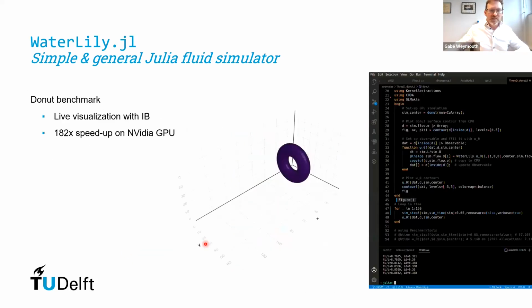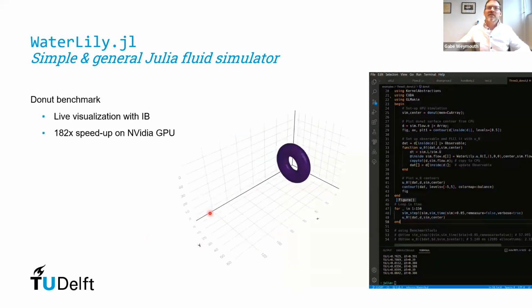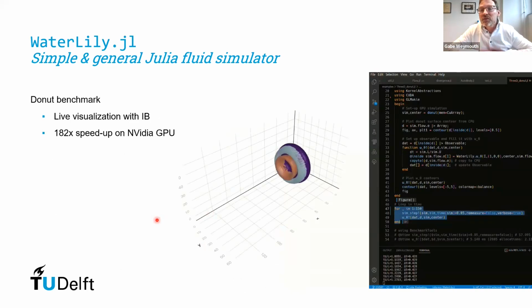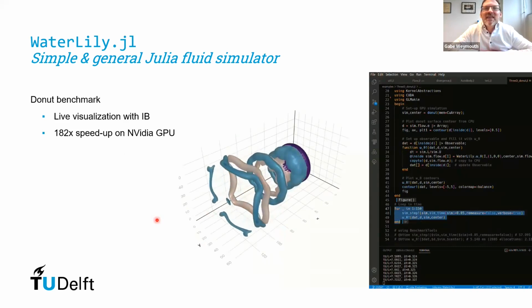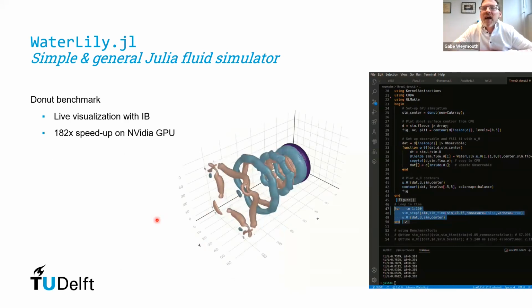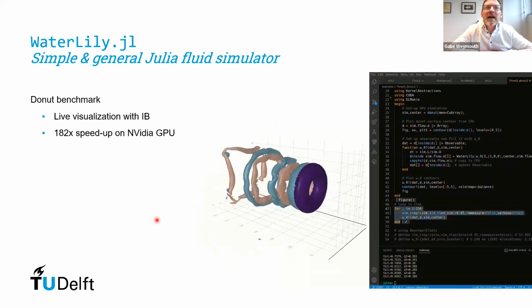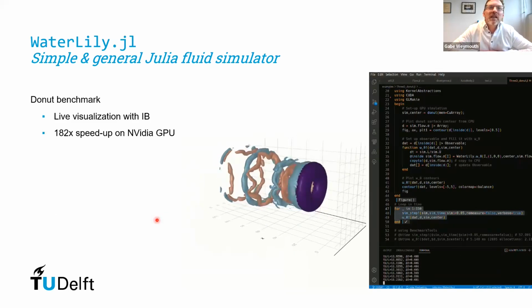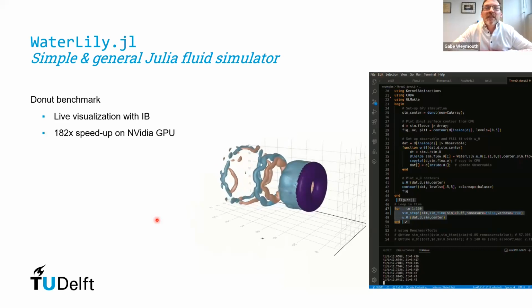As another example, we've got this donut test case. So this is a recording of me doing a live demo of this that I put up on Twitter last week or so. And you can see that this is a live visualization using Makie. It's one of Julia's visualization tools. So I can run this on my laptop and I can see the flow evolving as it goes.